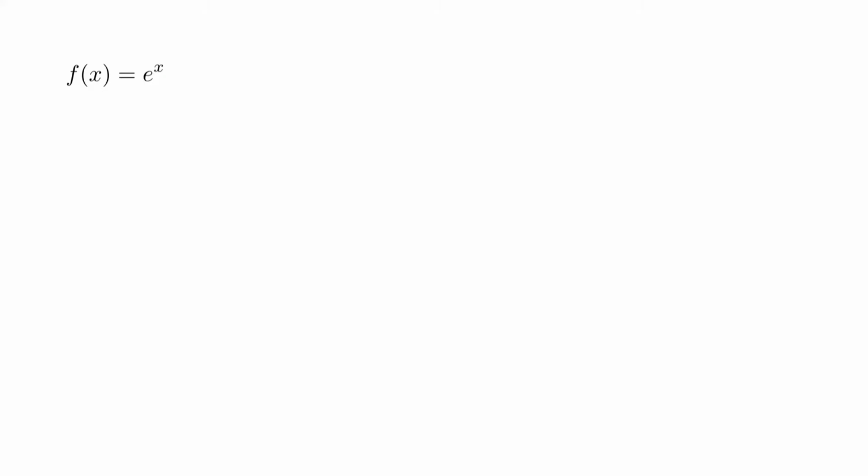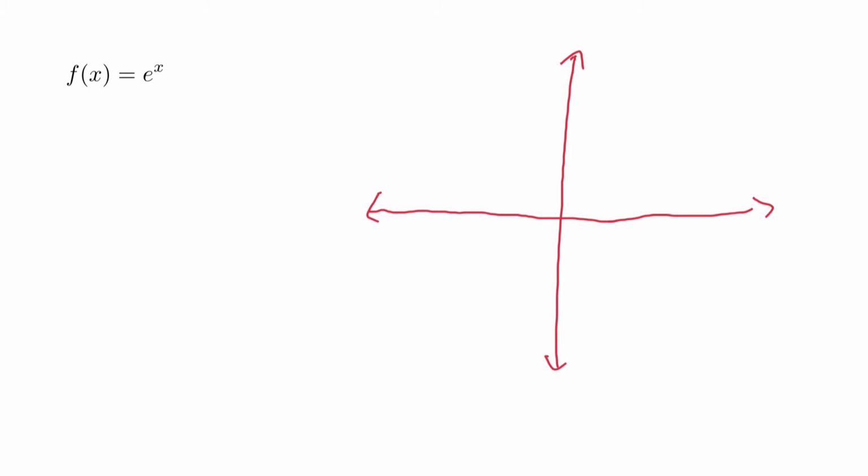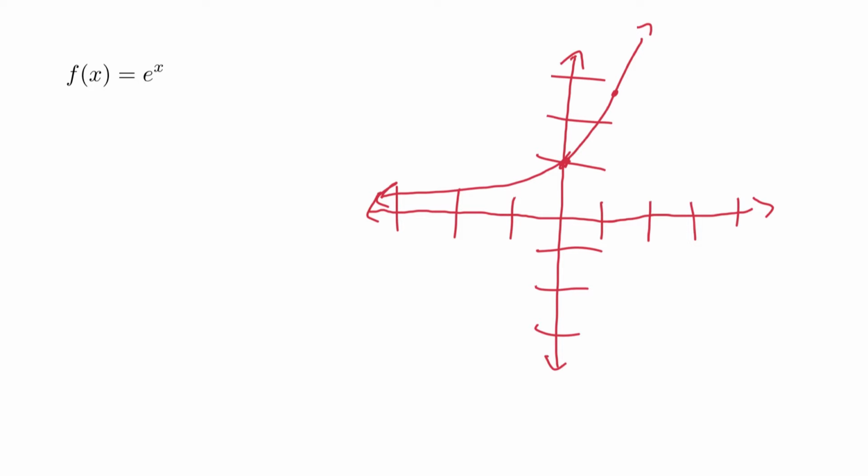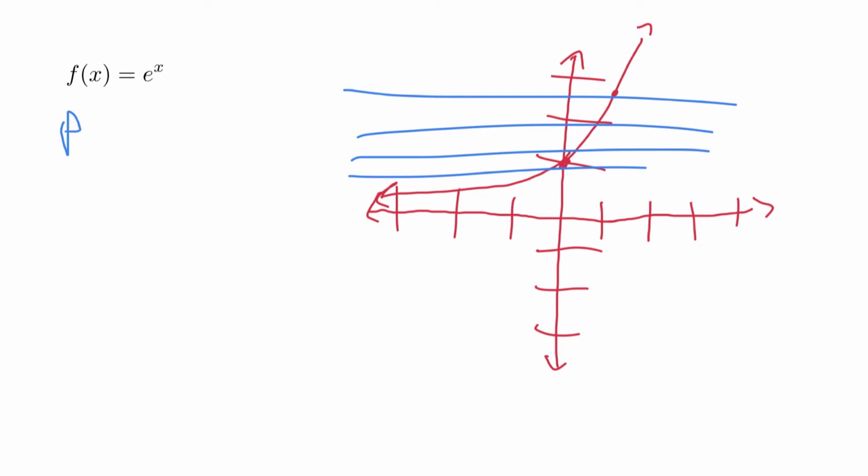So let's look now at f of x equals e to the x. So we'll start with plotting. So the plot is something like this. And I'll do the horizontal line test. So it passes the horizontal line test. Each one only intersects once.